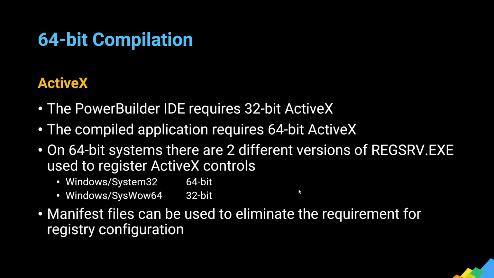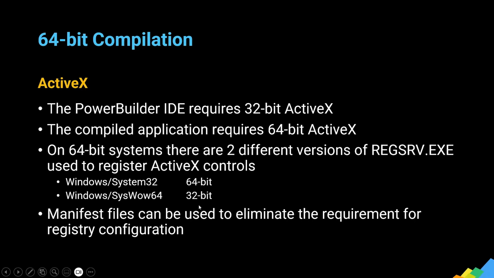Now, when you have an ActiveX, there's a utility called regsvr32.exe that's used. You run that on the ActiveX, and it creates registry entries so that the PowerBuilder IDE or the application can access the ActiveX. Now, Microsoft, in its wisdom, decided to take the 64-bit version of regsvr32.exe and put it in Windows System32, and it put the 32-bit version of the tool in Windows SysWOW64. So, yeah, that's just the way they did it.